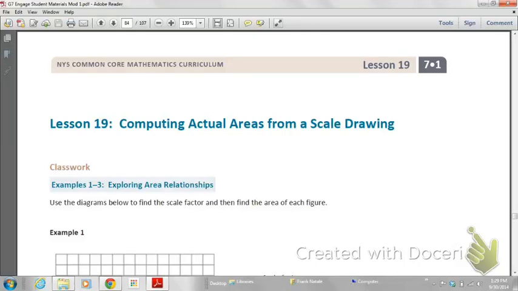Welcome to Lesson 19, Computing Actual Areas from a Scale Drawing. This will be the last lesson I will have you do in Module 1.